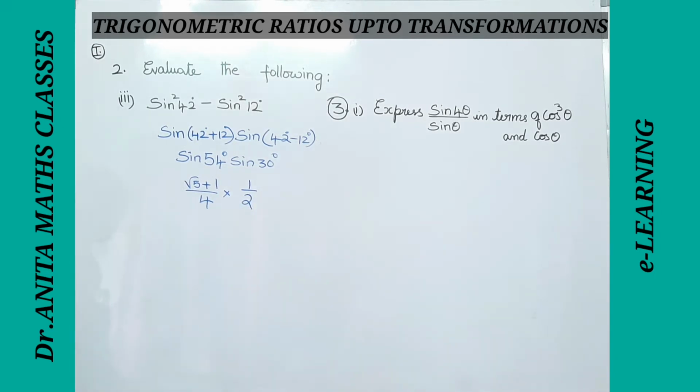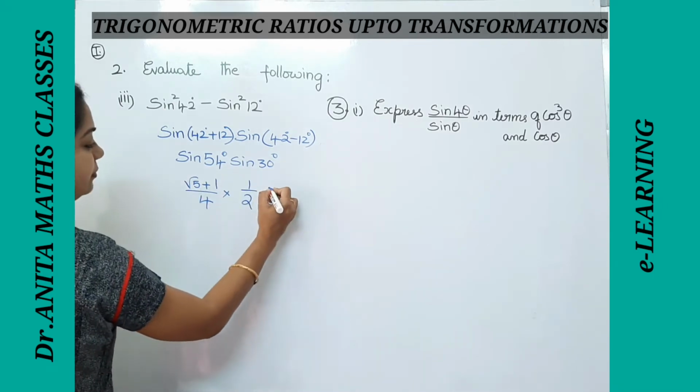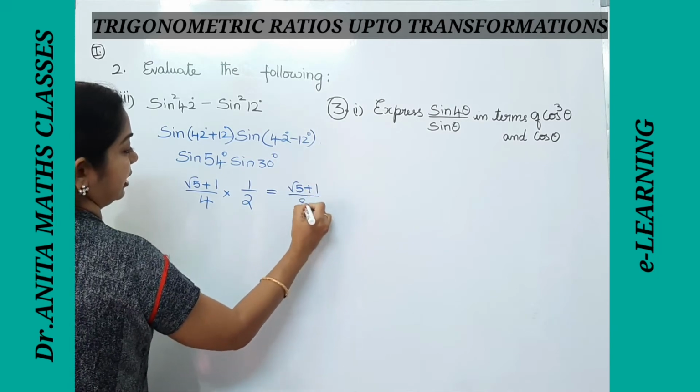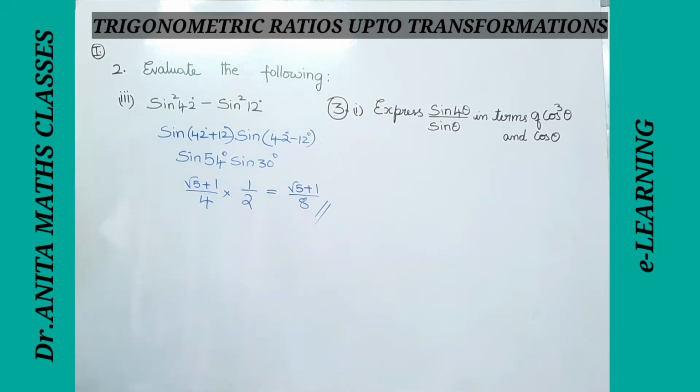Right? Here we can also write them as, if there is no cancellation here, root 5 plus 1 upon 8. Okay, this is the simplified form. And let's see the next one.